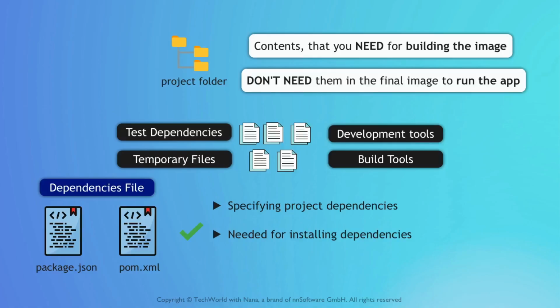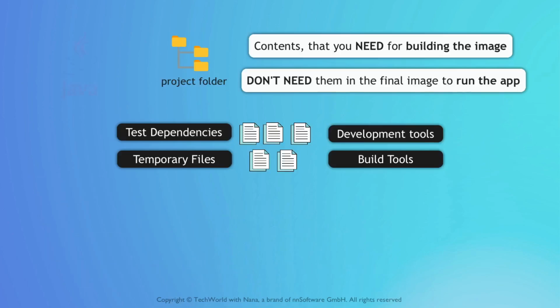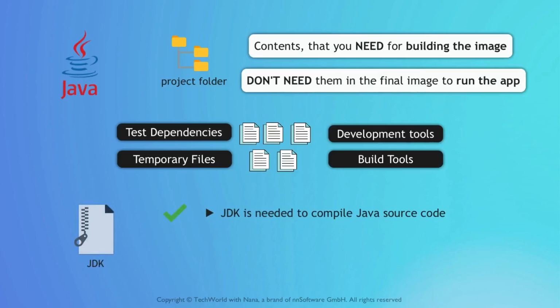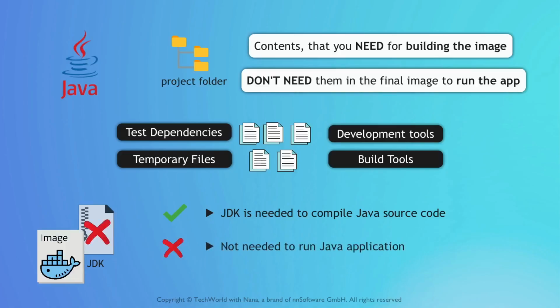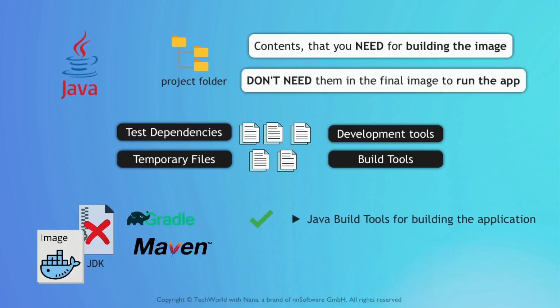However, once the dependencies are installed, we don't need these files in the image itself to run the application. Another more interesting use case is when building Java-based applications. For example, we need JDK to compile the Java source code, but JDK is not needed to run the Java application itself. In addition to that, you might be using tools like Maven or Gradle to build your Java application. Those are also not needed in the final image.